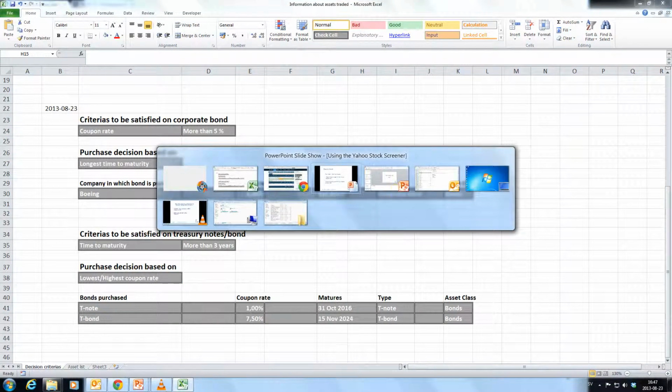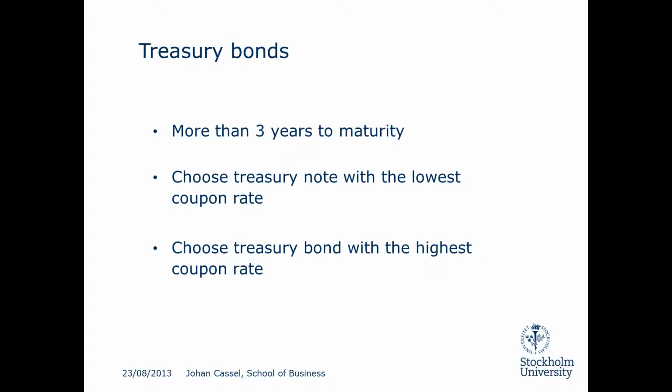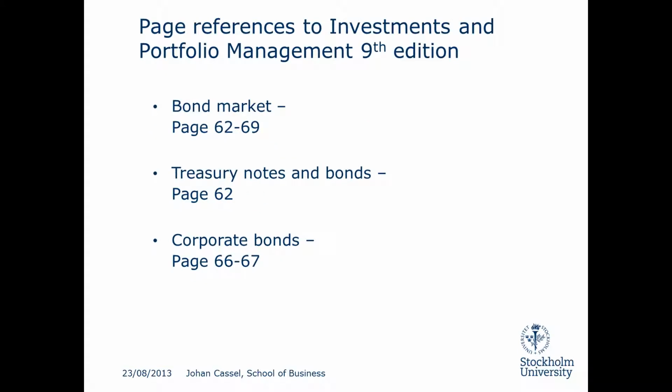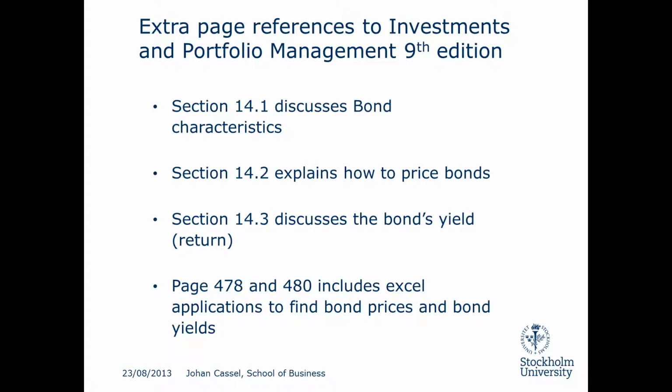Okay, now if you would like to read a little bit about bonds before you start trading with them, you can read about the bond market on page 62 to 69. They discuss treasury notes and treasury bonds on page 62 there, and corporate bonds are mentioned on page 66 to 67. These are page references to the chapters that are included in the course. But if you are a little bit more ambitious, you might also want to read chapter 14, and then especially section 14.1 that discusses bond characteristics, section 14.2 that explains how to price bonds, and section 14.3 where they discuss how you can compute the bond yield or the bond's return.